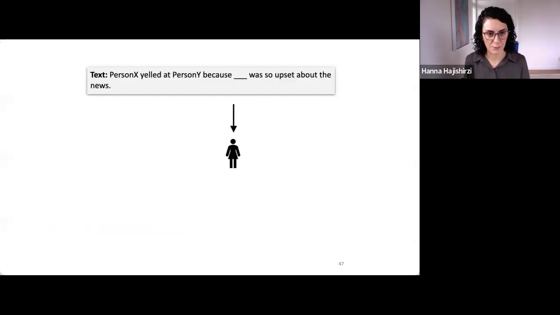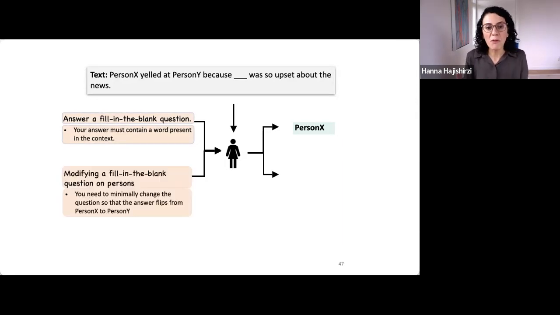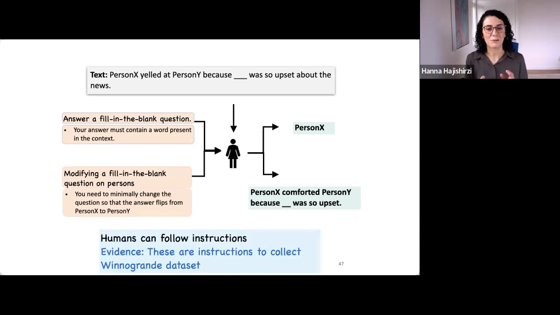Okay, let's look at this example. Person X yelled at person Y because blank was so upset about the news. When we show this to a person and ask them, answer this fill in the blank question, they would successfully do that, right? They would say it's person X. We might ask the human to do something else, modify this fill in the blank question on persons. And now they would change it, like person X comforted person Y because blank was so upset. Humans can do it because we can give them the same context and ask them to do different things. They are great at these types of things, right? And we have evidence because these were instructions to collect the WinoGrande data set.